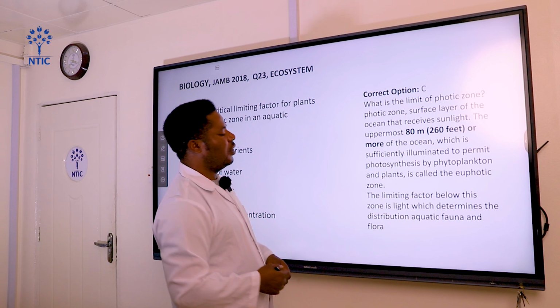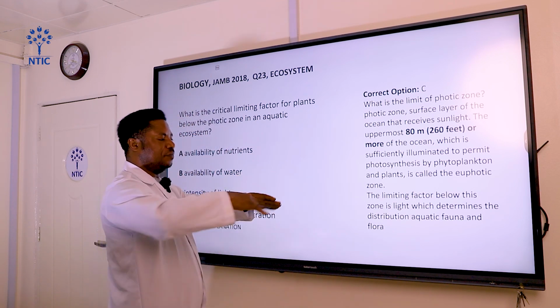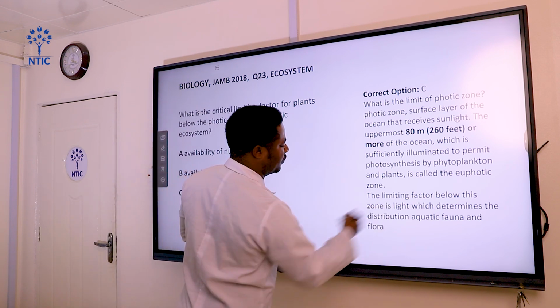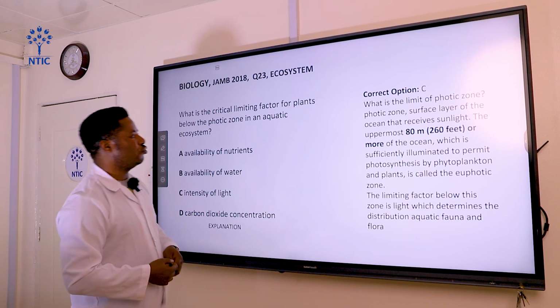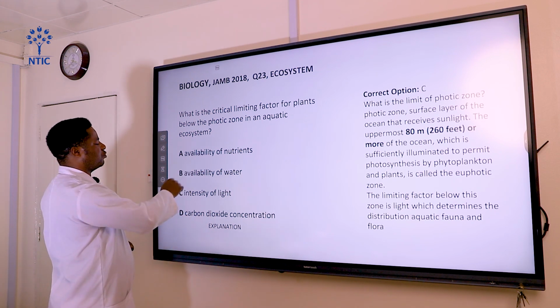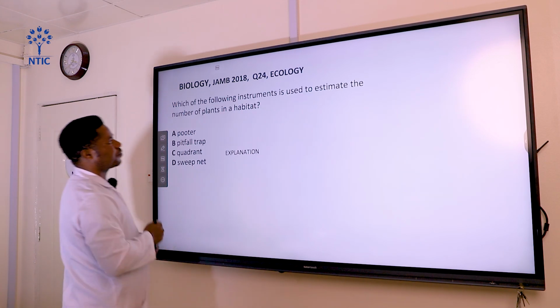So if there is no light reaching this surface or this zone, photosynthetic activity may not be able to go on. That is why the correct answer to this is light intensity. Okay, the next question.